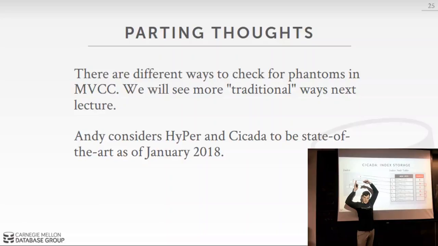It is also my opinion now that I consider Hyper and Cicada to be state-of-the-art in-memory MVCC protocols as of, I guess, February 2018. Hekaton is very good, but again, they're not focusing on that. MemSQL doesn't support serializable isolation, and they're more worried about distributed OLAP. But in terms of single box, in-memory, multi-version concurrency control, I think these two systems are the best. And I regret that our system doesn't do these things. Let me take that offline.